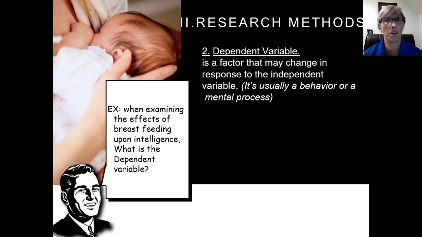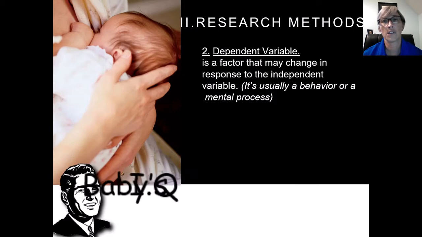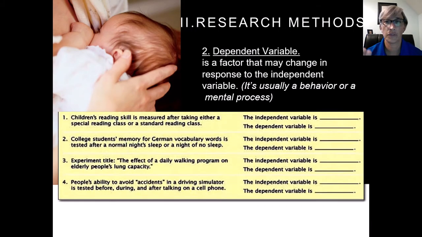Now remember, the independent variable was the breastfeeding. What happens as a result of the independent variable? That is the results of the baby's IQ. If the baby's IQ measurement is higher or lower, then we would say, hey, breastfeed your child.